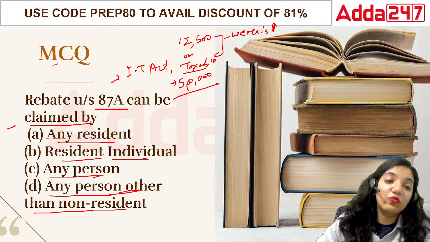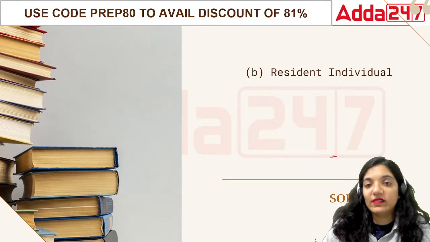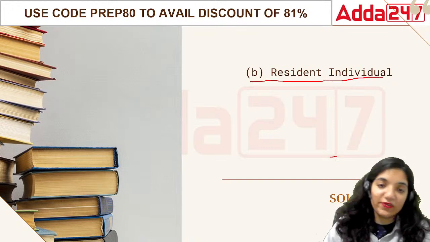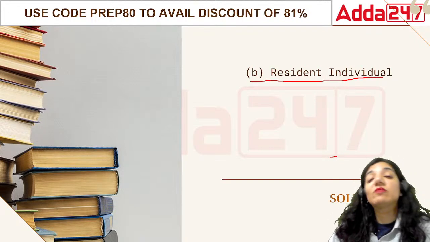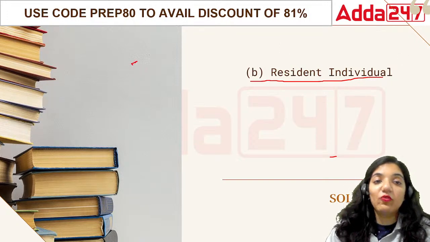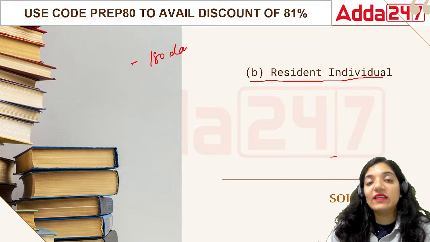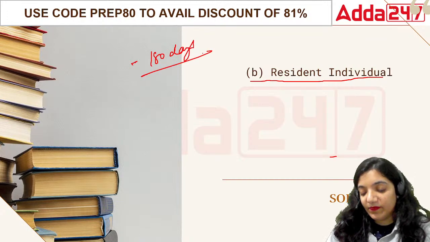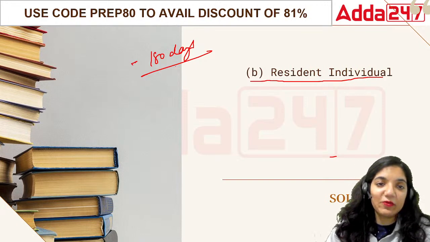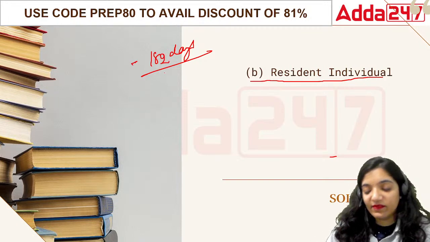Correct answer here would be resident individual. It is available only to someone who has lived in India for more than 180 days in a year. Okay, now that's the rule there. Basic rule is 182 days that a particular person has to stay in India.